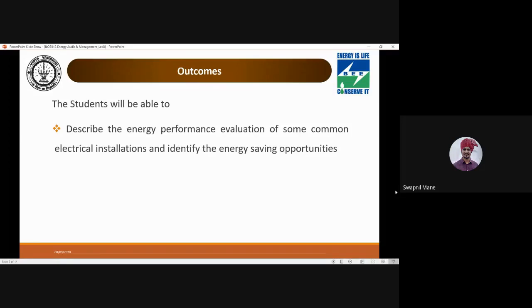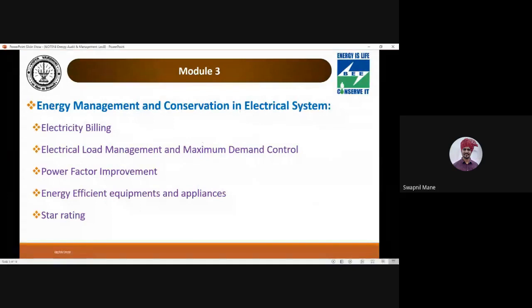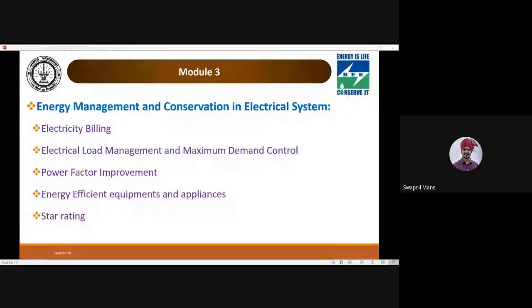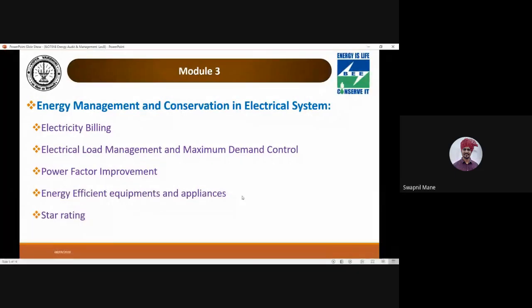So this module 3 consists of three sections, by the way. In the first part, we have energy management and conservation in electrical system. In that, we will be talking about electricity billing, electrical load management and maximum demand control, power factor improvement, energy efficient equipments and appliances, and star rating. Out of this, we have already talked about electricity billing. Yes or no?